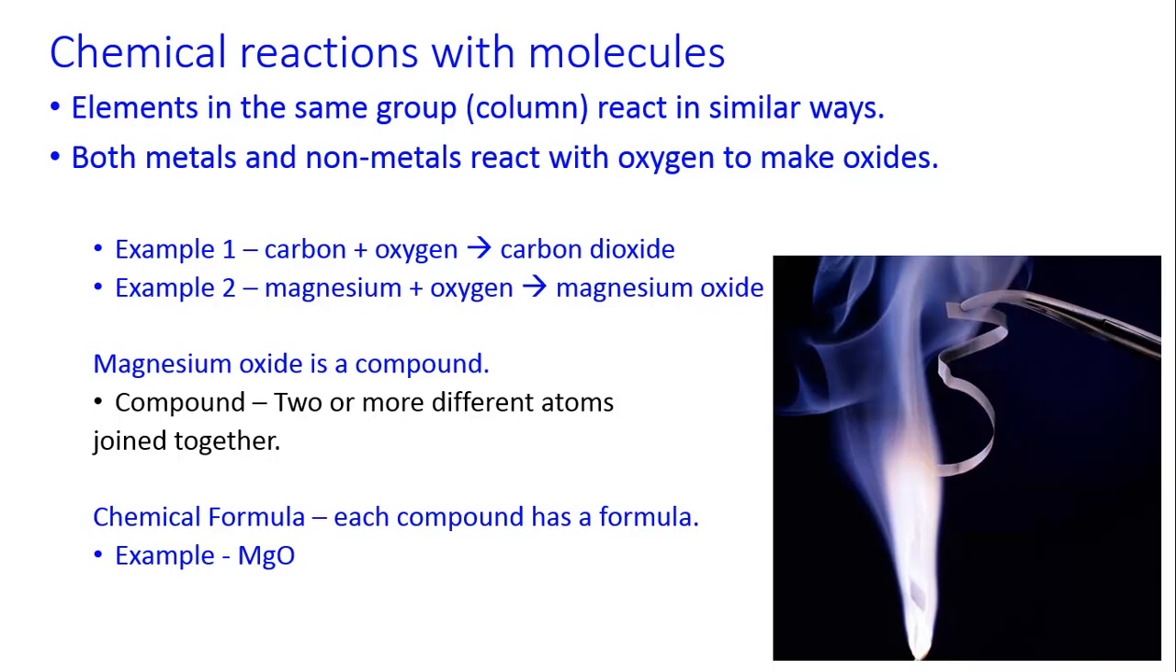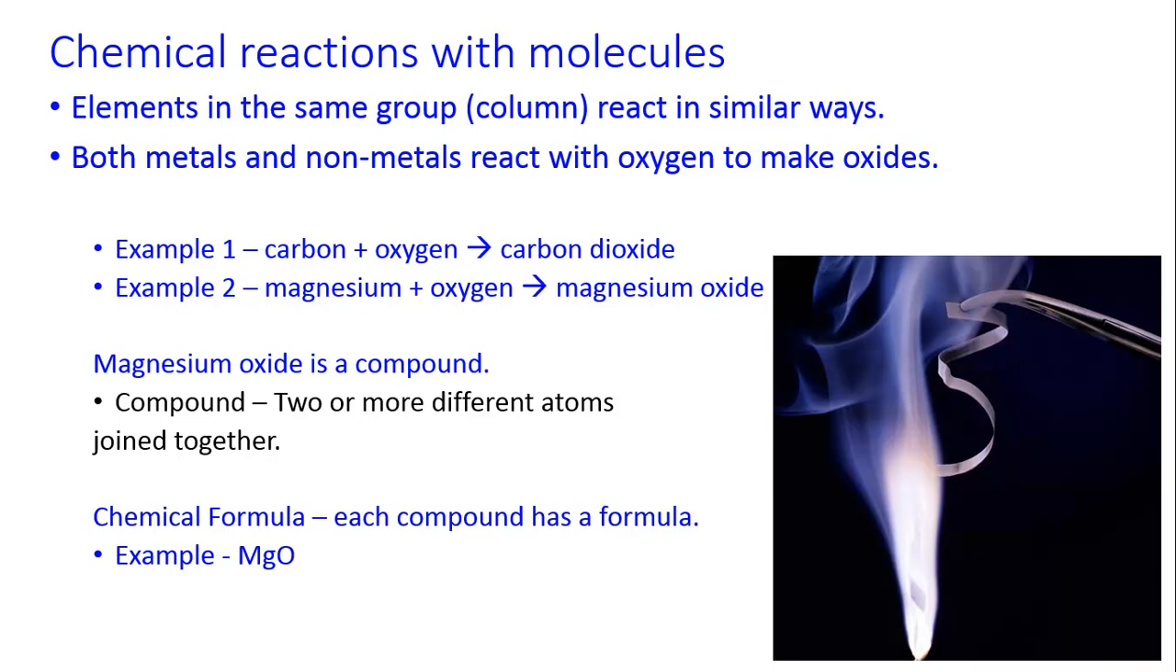We're going to be moving into chemical reactions, the chemical properties of metals. Elements in the same group or column, which go up and down on the periodic table, react in similar ways. Both metals and nonmetals react with oxygen to make oxides.